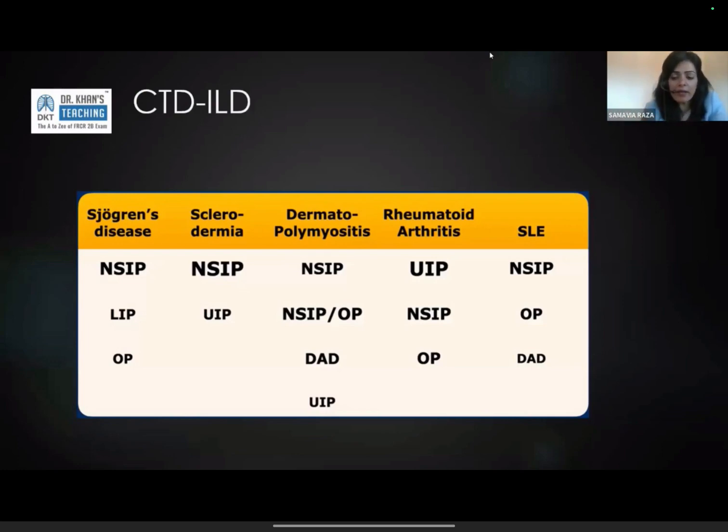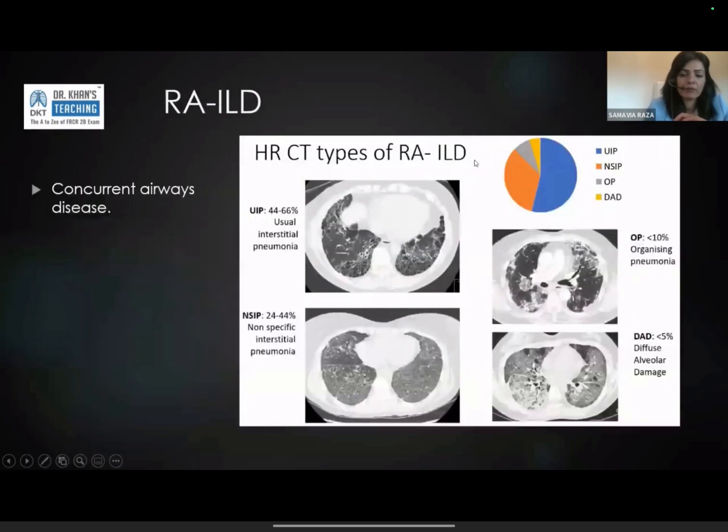RA I'll focus on more, because RA is the one that is most confusing, because the RA patients can have not only ILD, but they can also have airways diseases. So RA is special in the sense that sometimes the ILD comes before joint manifestations of RA. So the patient may not know they have RA, or the joint comes first and the ILD comes later, or the ILD never comes. What can almost never happen is that they get the ILD but never the joint.